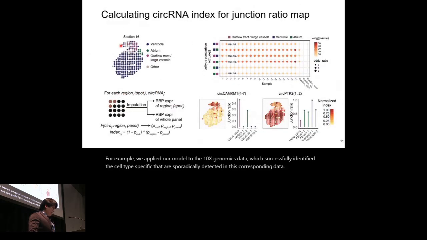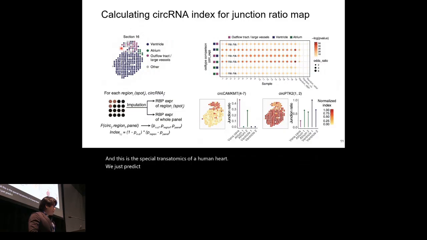And this is the spatial transcriptomics of a human heart. We predicted the DSC between the spots dominated by the cells from ventricle, atrium, and outflow tracts. And the result is highly consistent with what we identified in the corresponding bulk data.